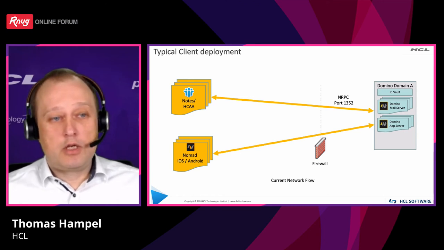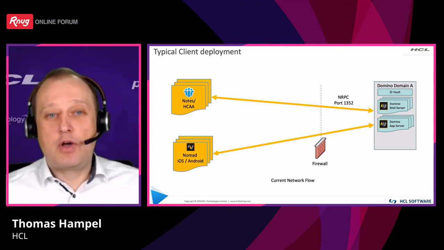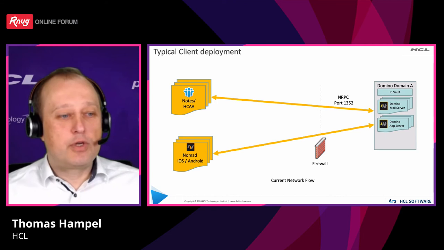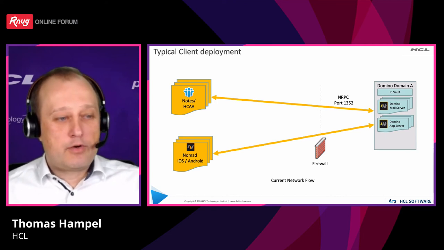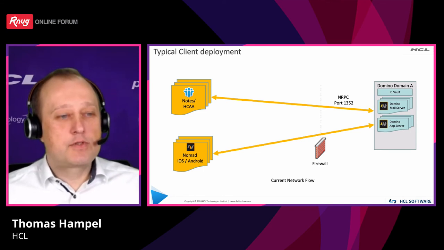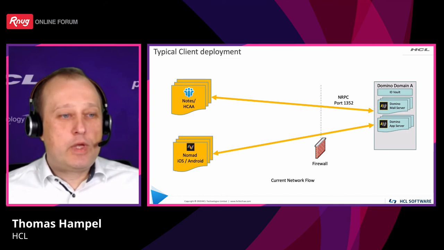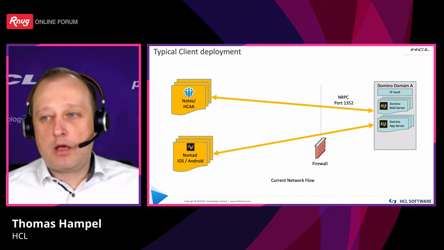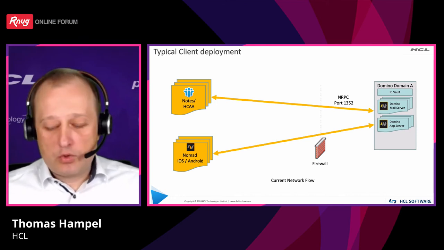But now, in the situation we have out there with COVID-19 and people that have to work outside of the corporate network, there is a firewall in between. And especially large customers have raised a request saying, we do not want to open the TCP port 1352. So is there anything you can do about it?